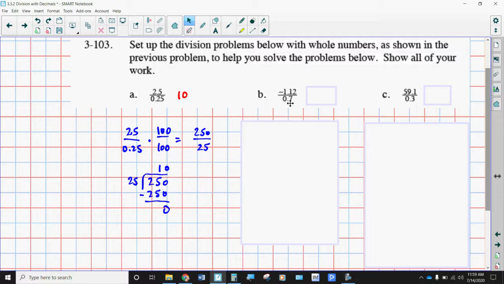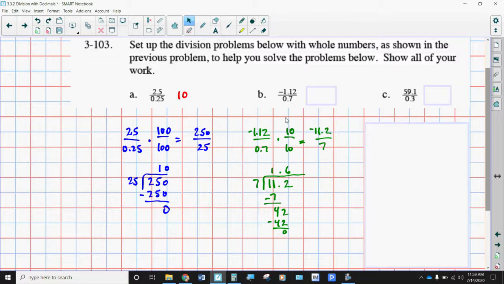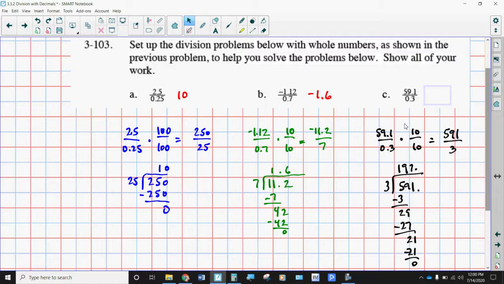Here you've got 1 decimal place in the denominator, so we're just going to multiply this times 10 over 10 and make this negative 11.2 divided by 7. So 7 goes into 11 1 time with a remainder of 4. Bring down the 2. 7 goes into 42 6 times. That's where it terminates. So our answer ends up being not 1.6, but negative 1.6, right? And then how many places do we need to move that to the right? Looks like we could just multiply times 10 over 10.